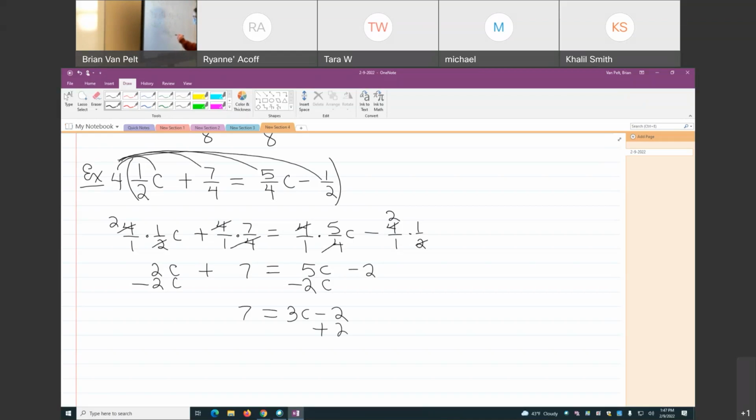That's right, add 2. I'll get 9 is 3C. And then I'll divide by 3 to finish it off. So we end up with 3 is equal to C.